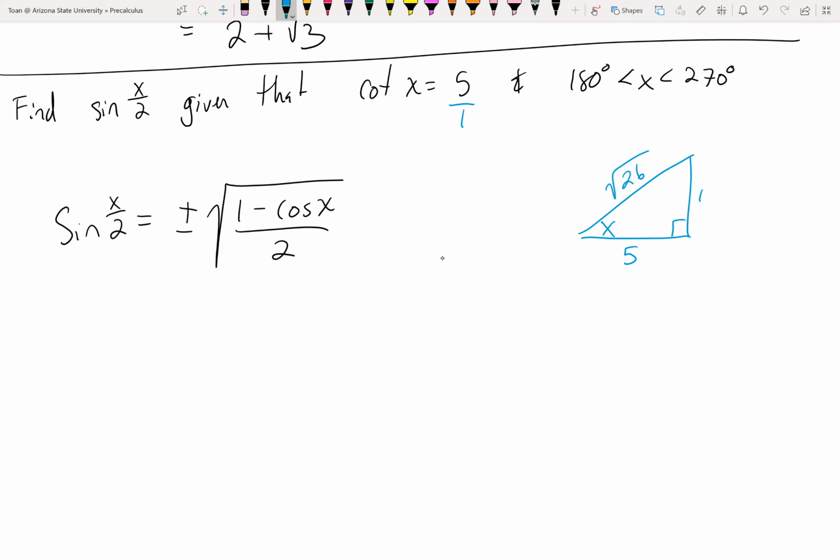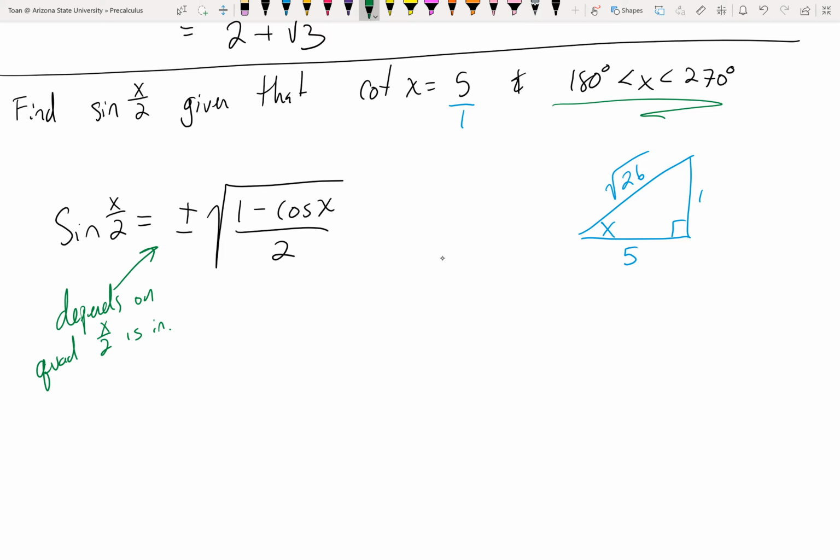Now, let's take care of the plus or minus. The plus or minus will depend on the quadrant x over 2 is in, right? It depends on whatever quadrant the angle that you're working with is in. So notice how they give you this piece of information. That gives you information about the quadrant where the regular x is in. We need to know what quadrant x over 2 is in. So to figure that out, you just simply divide everything by 2, right?